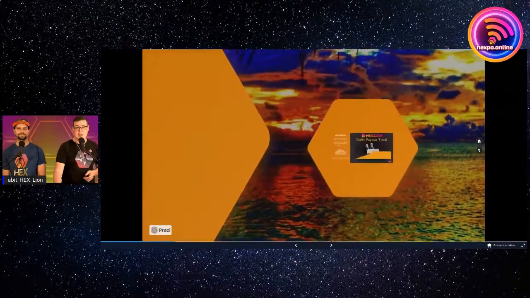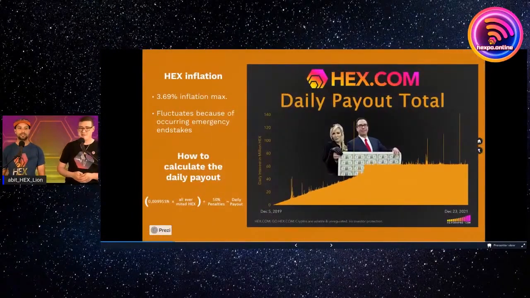So Alan, what is the daily payout total? The daily payout total that you see here is paid out in HEX on a daily basis, but you cannot touch it right away. You can only have it when your stakes mature. And the total inflation is 3.69%. So it only fluctuates because of emergency end stake penalties. And this is what you see here on that chart.